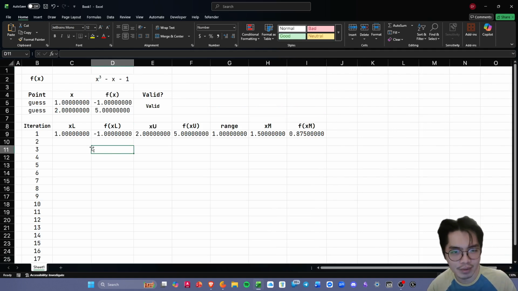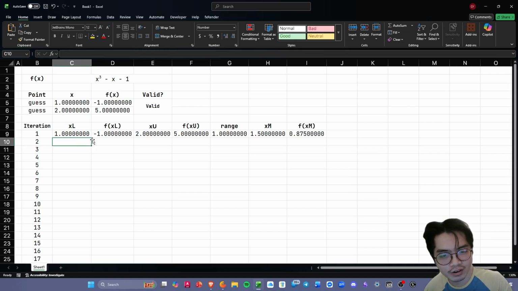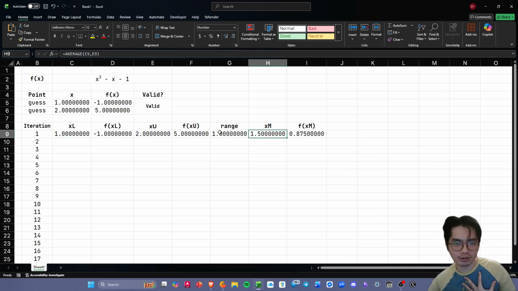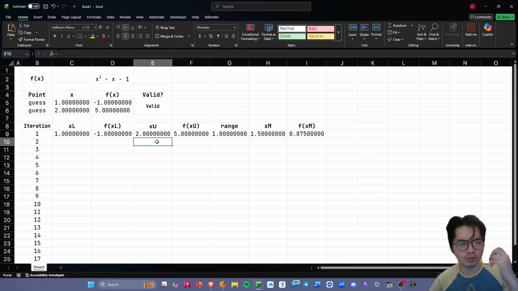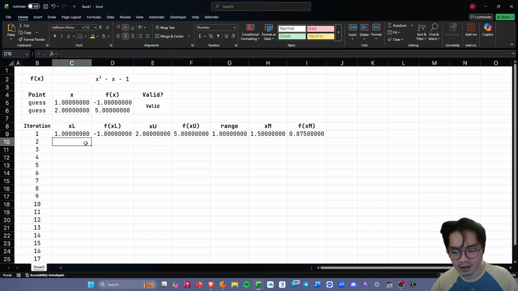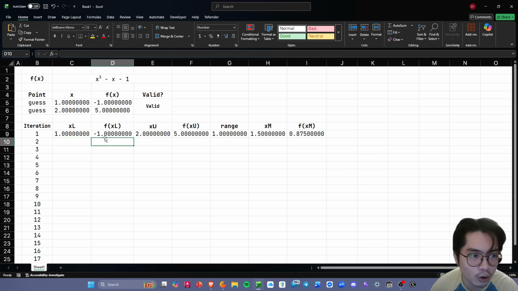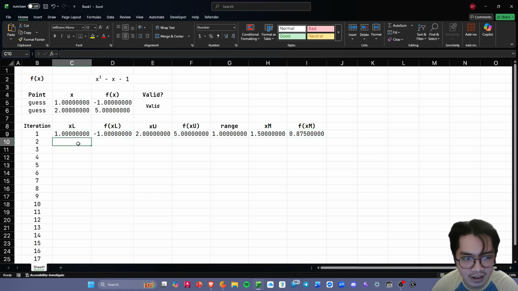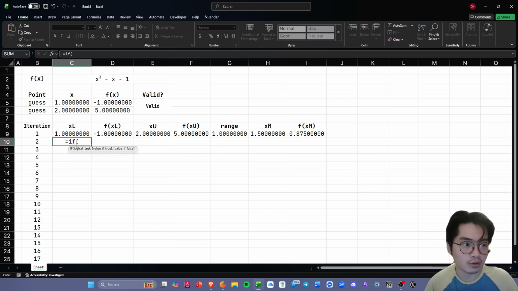I know this sounds a bit overkill, but whatever. What we will do here now is make the computer understand that we need to replace xm with xu, right? We need to replace xu with xm rather, right? So in this case, we will have a little bit of logic in here. For xl, what will happen if fxl times fxm is going to be negative? Well, because they do not match, it will retain itself. It will retain its own value.